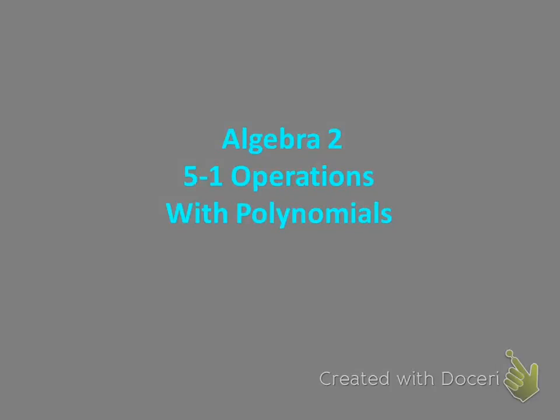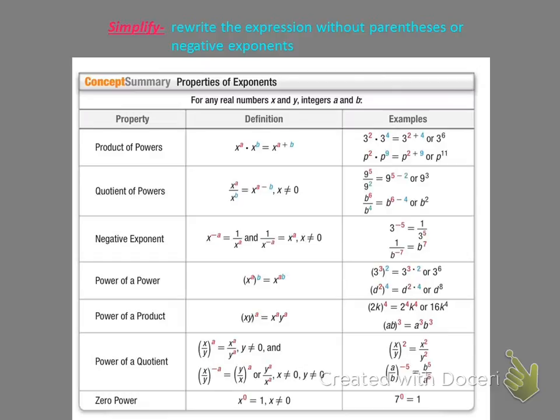So this is the first day in 5-1, operations with polynomials. This slide here, the only thing you really need to write down is the top definition of simplify. Make sure you know the definition to simplify. It is to rewrite the expression, whatever I give you, without parentheses or negative exponents. So all of these problems we're going to do the next couple of days will all say the same directions. Simplify. You have to know these rules in order to do so.